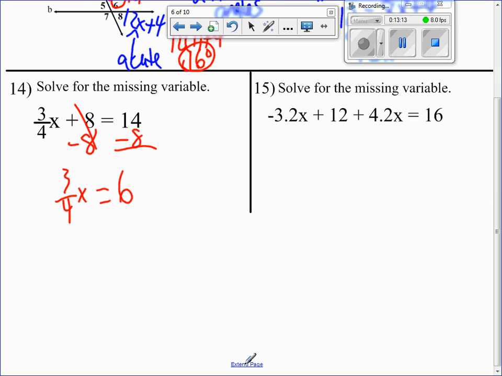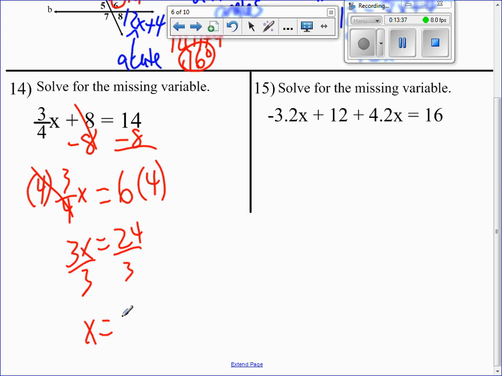Now, you have calculators, so if you want to, you can divide both sides by 3 over 4, and your calculator will give you the answer, as long as you know how to do fractions. Now, if you don't like doing that, you can try to get rid of the denominator first. So the denominator is a 4, so multiply both sides by 4, and you're left with 3x equals 24. Then divide both sides by 3, and you get x equals 8.